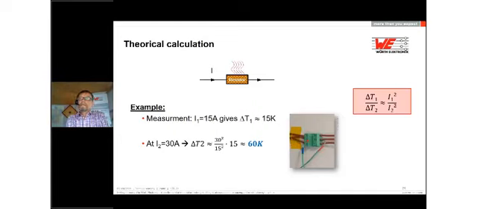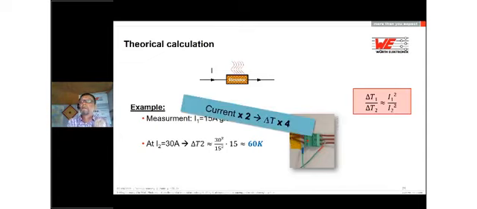Do we put on the connector 30 amps instead of 15? We have to calculate it with the formula you see on the right side. Then the delta T2 is 30 squared divided by 15 squared multiplied by 15. And this gives us a temperature rise of 60 Kelvin, 4 times higher than before. That means double current, 4 times higher temperature rise. Please take care of that.